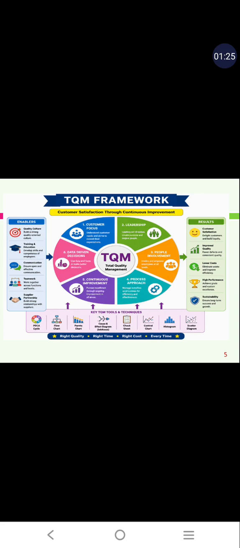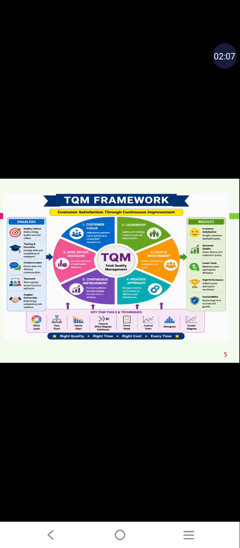So what do you mean by framework? Framework is nothing but you can tell the elements of TQM. How this total quality management is framed, or the elements of TQM, you can tell. Generally there are two groups which form the TQM framework. The first one is TQM principles and practices and the second one is TQM tools and techniques. These are the elements of the TQM framework. Now we will discuss one by one in detail.